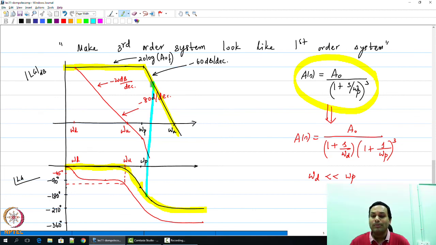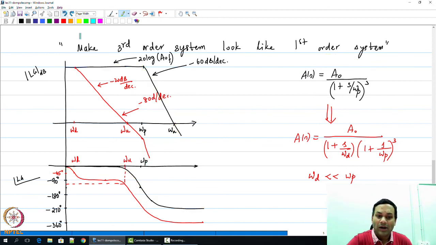Now let us see how you would make this look like a first order system as far as stability is concerned. So now I am going to take the same third order system. I am going to add a fourth pole omega d with the condition that omega d is much smaller than omega p, and so the transfer function looks like this. Now for this system, I am going to draw the Bode plot in red.